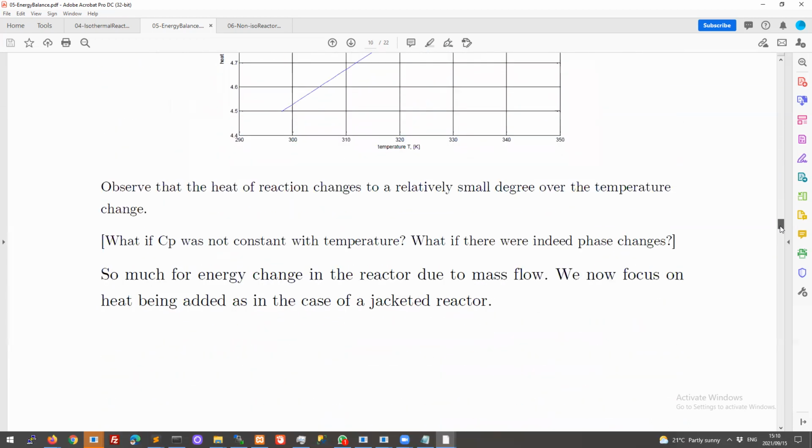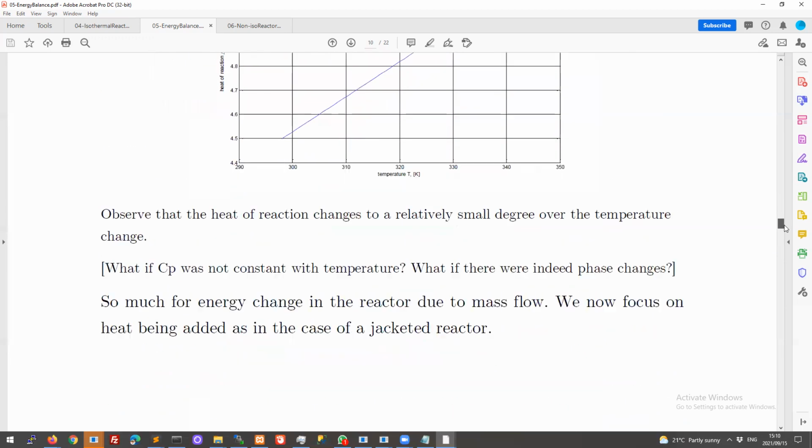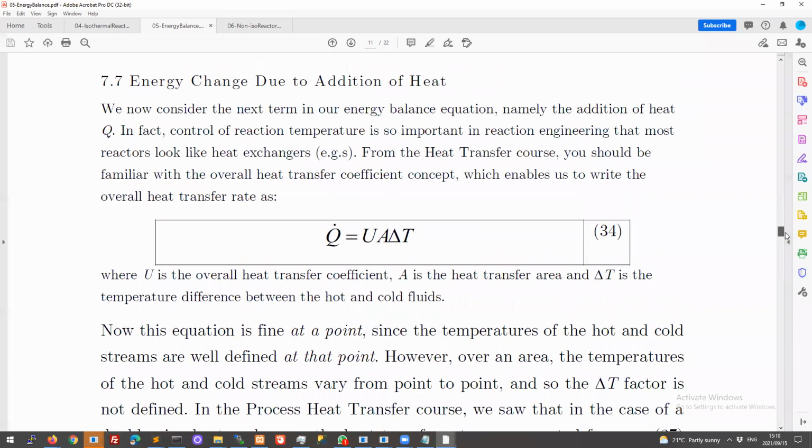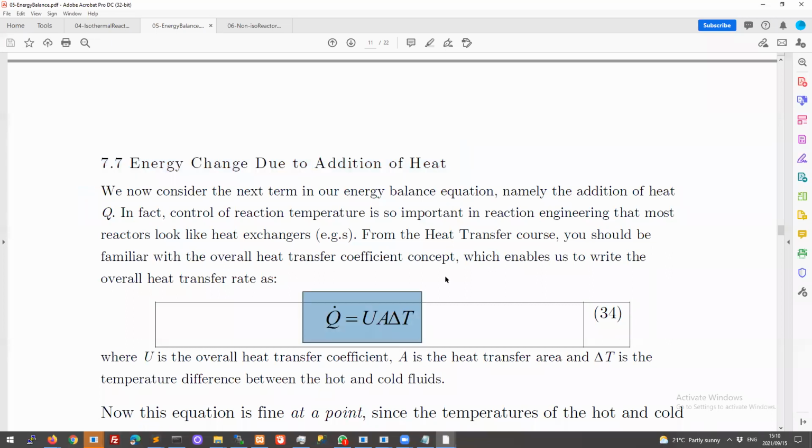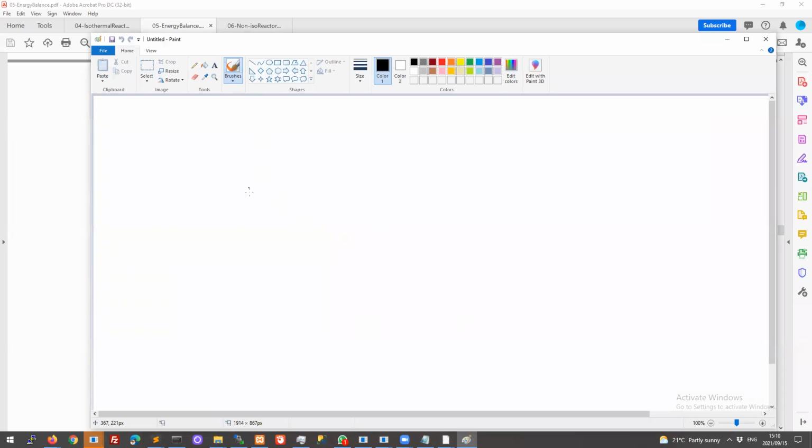So you looked at some examples on counting up the heat of reaction, and then we started to look at the addition of heat. So up to that point, we hadn't worried too much about the Q dot term. Now we are interested in the fact that there might be heat exchange between the reactor and the surroundings of the reactor. And this can happen in different ways. So for example, if we have a CSTR, right, your CSTR will have its own temperature on the inside.